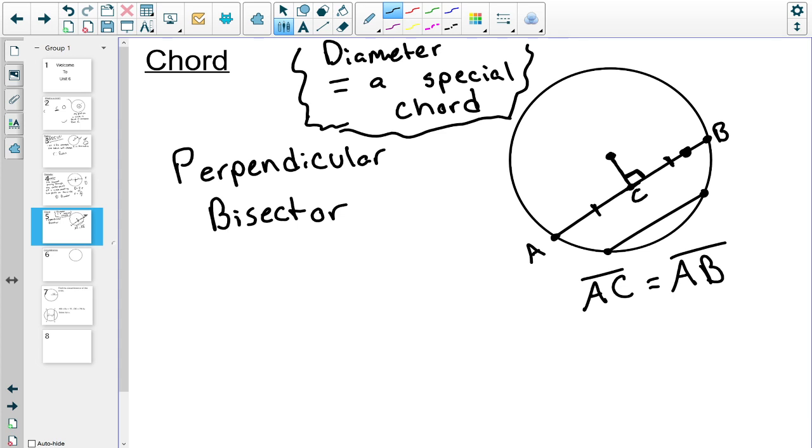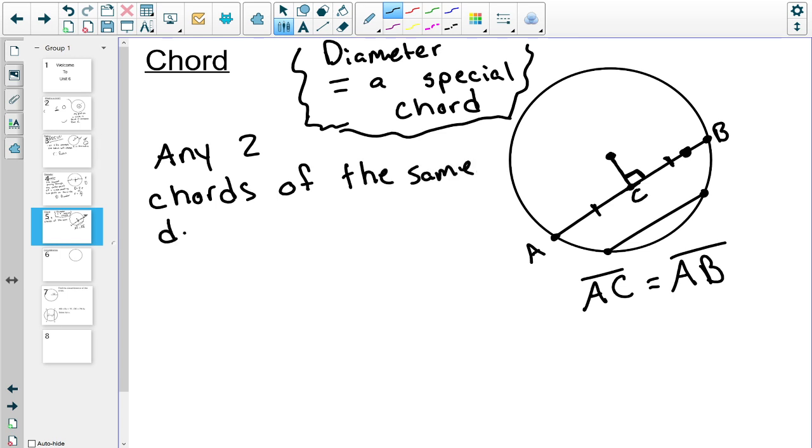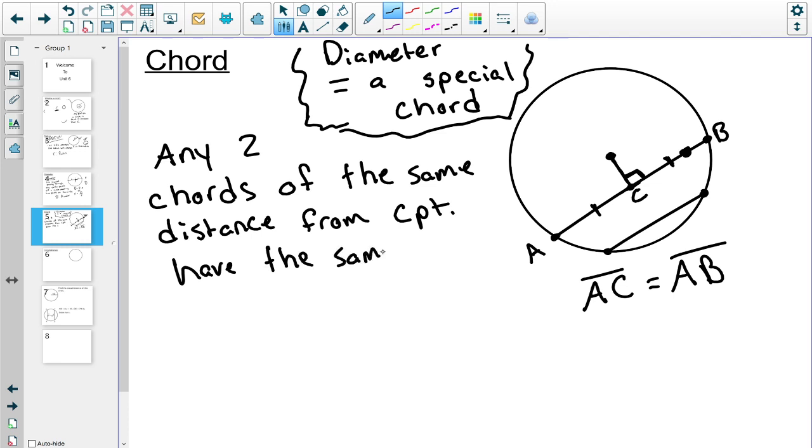So let's think about some more stuff relating to chords and how what we just learned could be useful. Well, here's one bit of information. Any two chords of equal distance from the center point, and we'll abbreviate center point here to just CPT, have the same length.